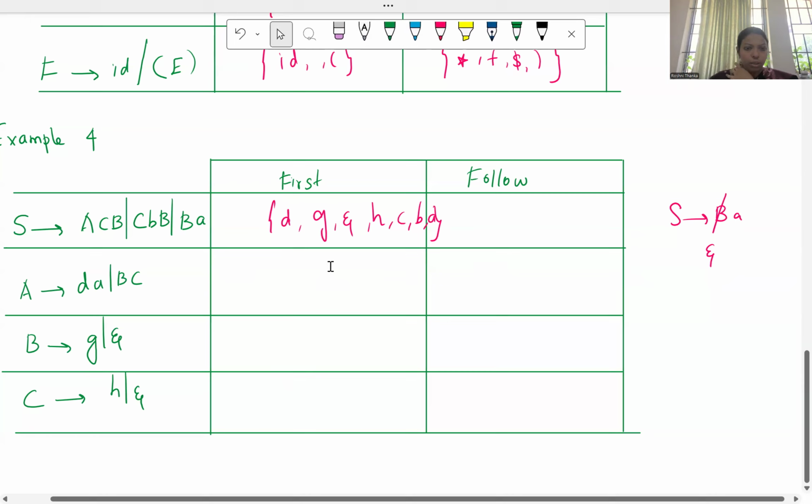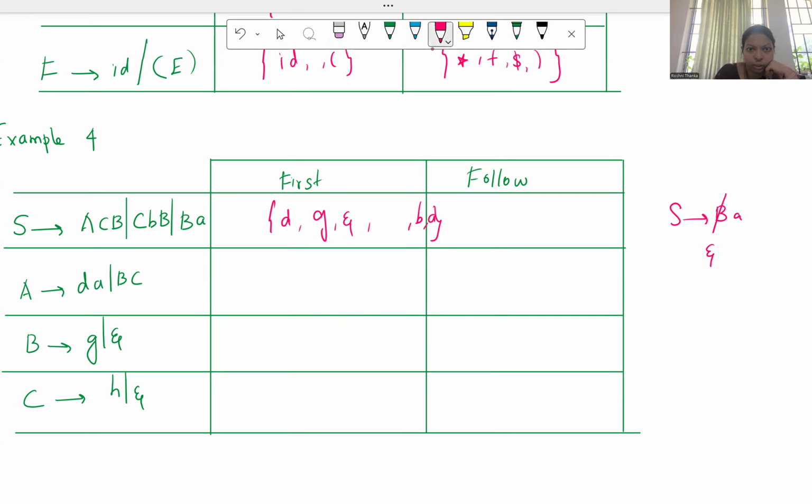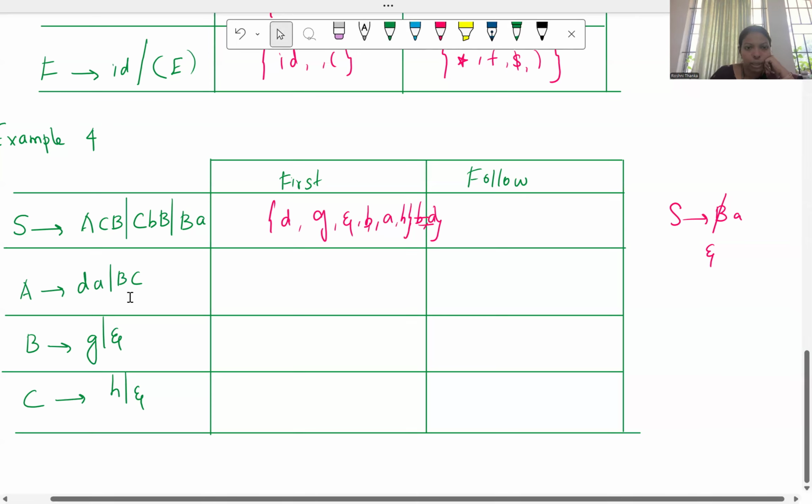So totally we have D, we have G, we have H, and B and A. C will not come because we don't have small c anyway. So what are the final things? Epsilon, comma B, comma A, and H. Okay. So now let us go for this one.